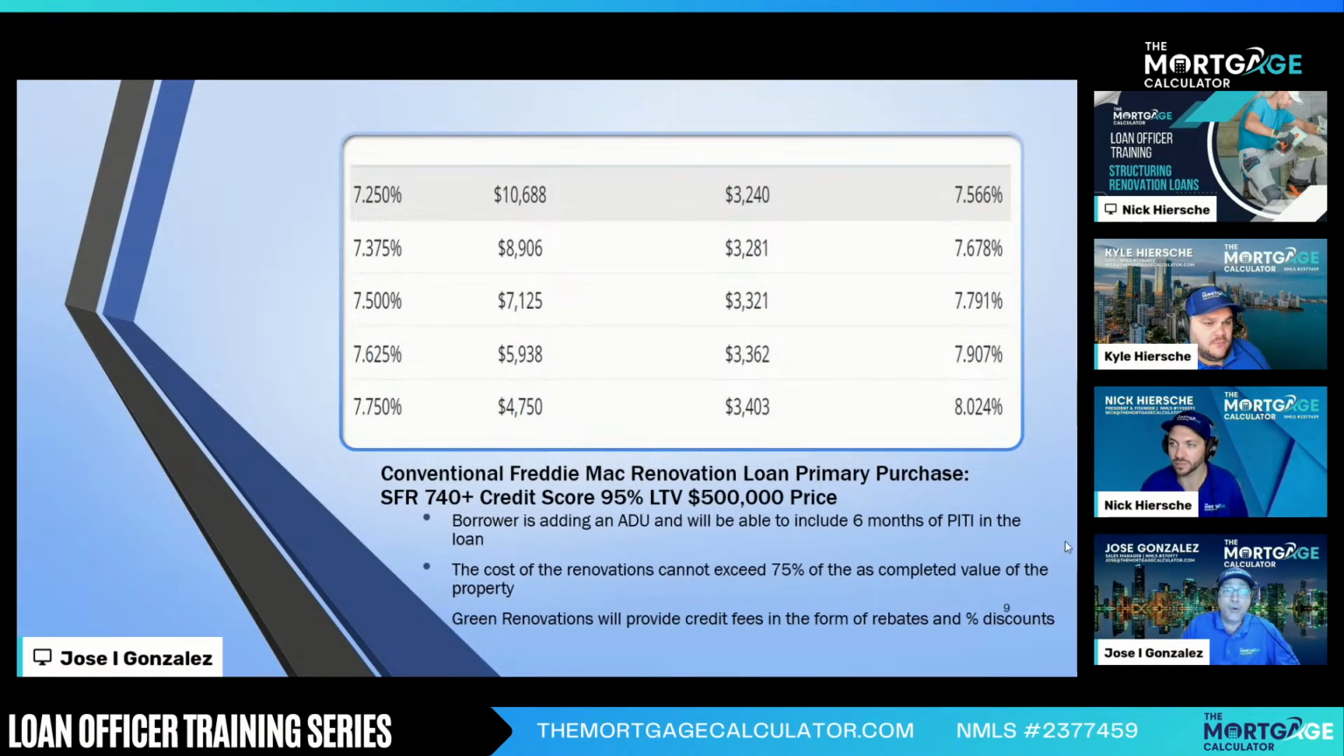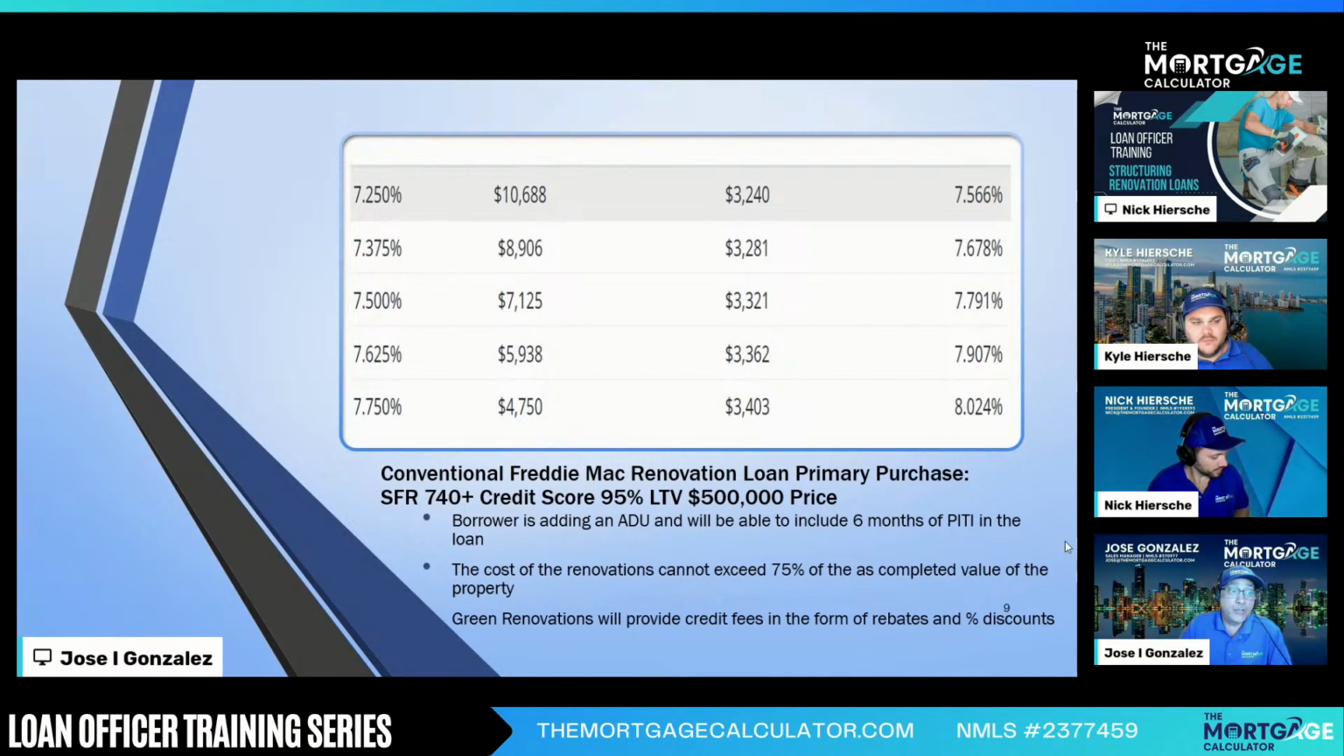Obviously, everything has to be permitted and plans and everything. But the main catch is here that the cost of the actual renovations, here is where they control what you do. The cost of the renovations cannot exceed 75% of the as completed value of the property. That's the key, right? So if, for example, your as completed value of the property is $400,000, you cannot have renovations that exceed $300,000. That would be quite a project, right?